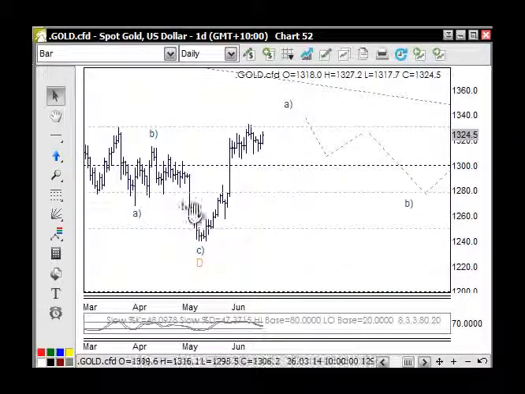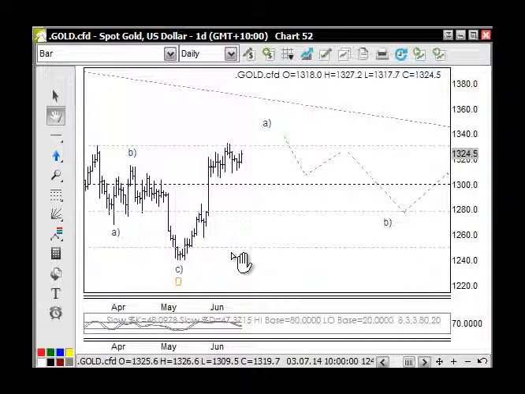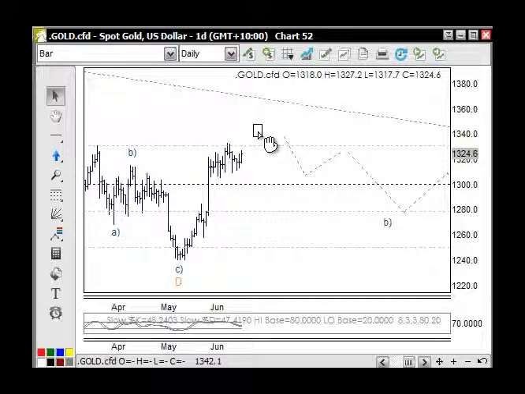So what we're looking for at the moment is the top of wave A, which can be in place here, or we're looking for one more high here. Okay, so let's go in and have a look at that. Once that's completed, then we'll see a larger ABC correction pulling back to the 1300, the 1280, the 50-60% retracement level.